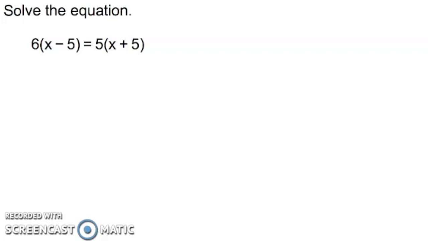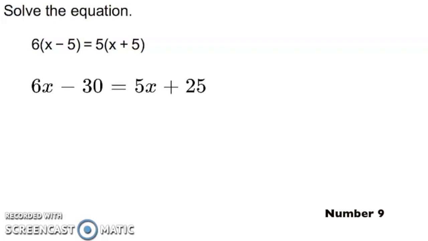Let's solve the equation. So the first thing we're going to have to do is distribute the parentheses on both sides of the equal sign. On the left, we'll have 6x minus 30. On the right, we'll get 5x plus 25.